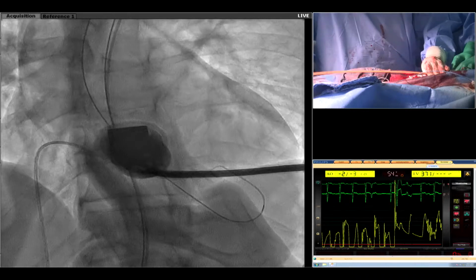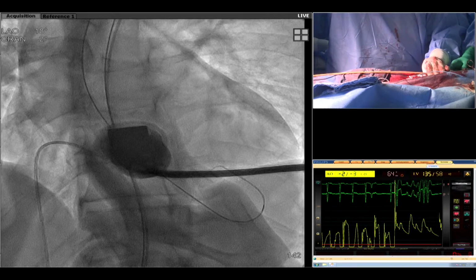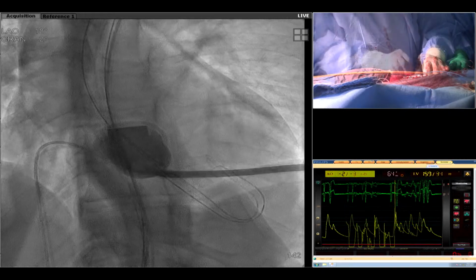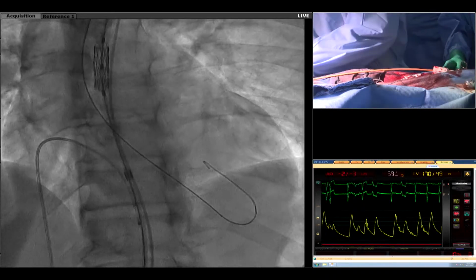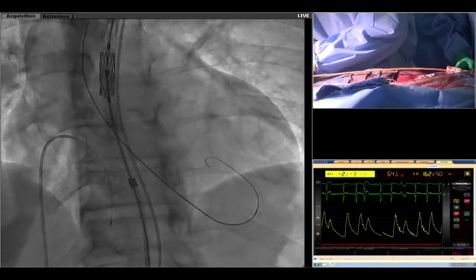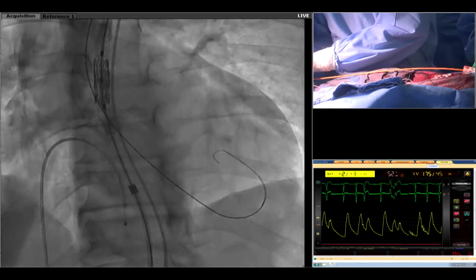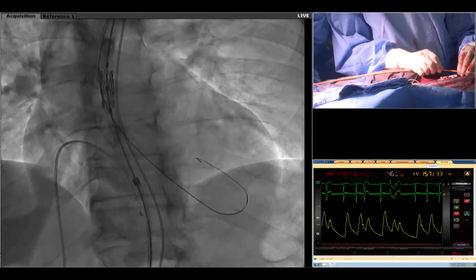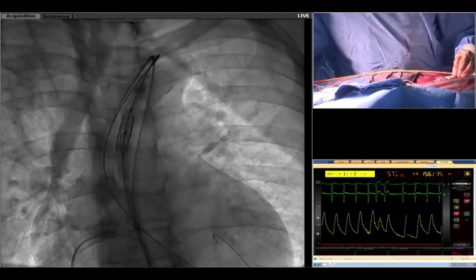So let us come to the same view. LAO 18, 0 cranial caudal. So what we're going to do is we'll torque it here. We'll rotate it here so that it comes over the arch. Mag down. So it's just very user friendly. Show us the wire also.